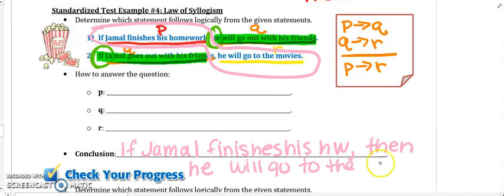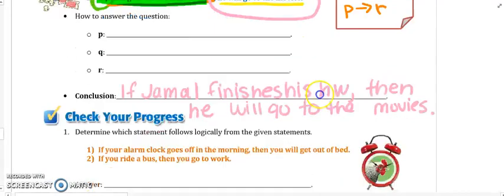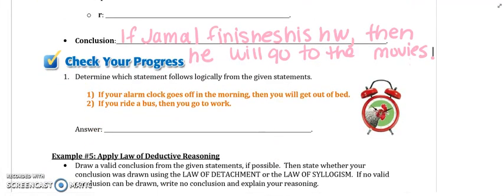And check and make sure it makes sense. If I read all of it together, if Jamal finishes his homework, then he will go with his friends, then he will go to the movies, right? Homework, with friends, go to the movies is the order. So I can skip the middleman and say if he finishes his homework, he will go to the movies. I want you to pause this and look at it and see if it's valid, and if not, write invalid, and if so, write your statement.